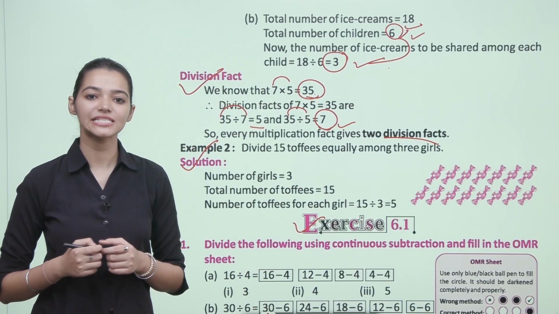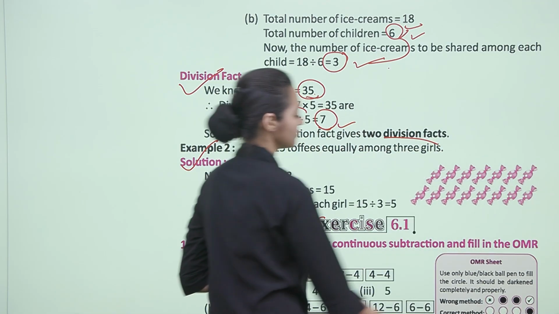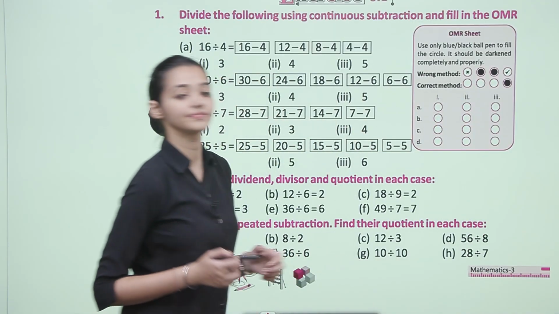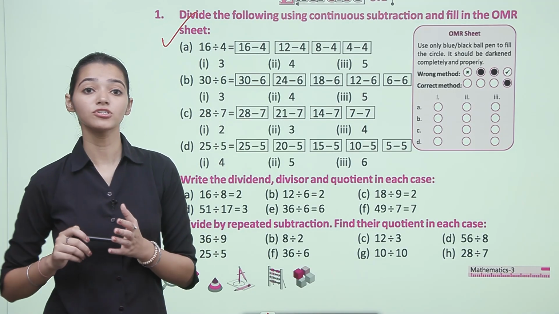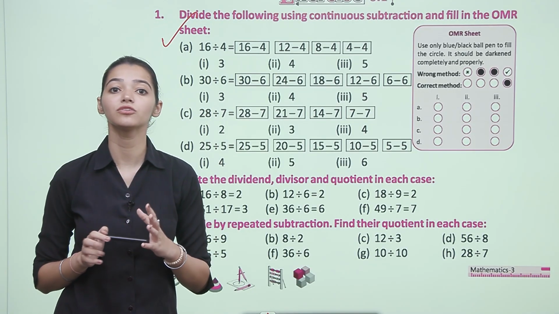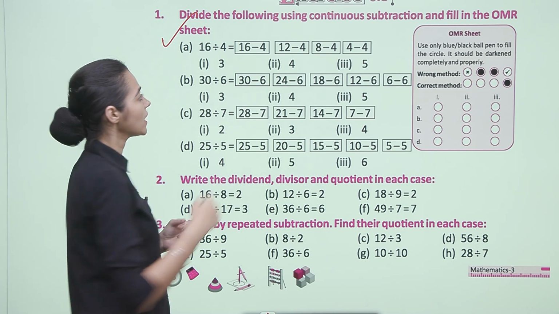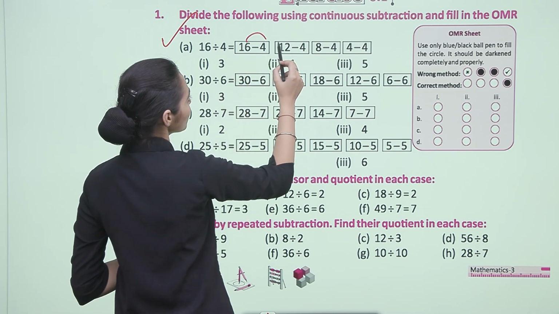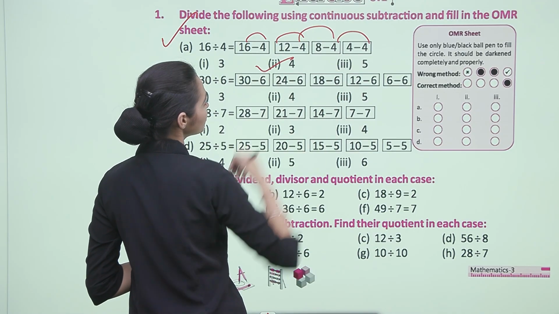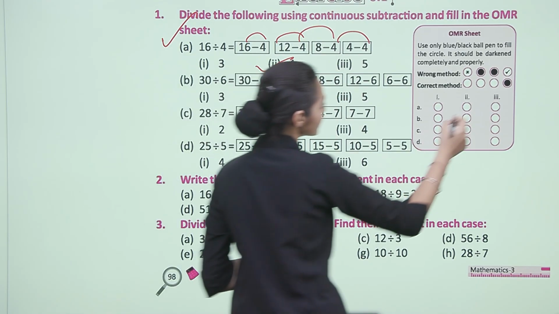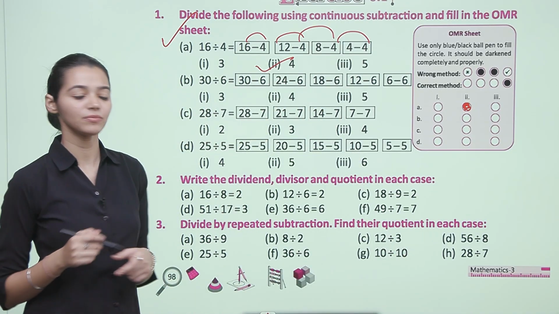Now let's start with exercise 6.1. In the first part, we have to divide the following using continuous subtraction and fill the OMR sheet. Now 16 minus 4 is 12, minus 4 is 8, minus 4 is 4 and 4 minus 4 is 0, that means very good, 4, and the correct answer is second. That's how you can complete the remaining part.